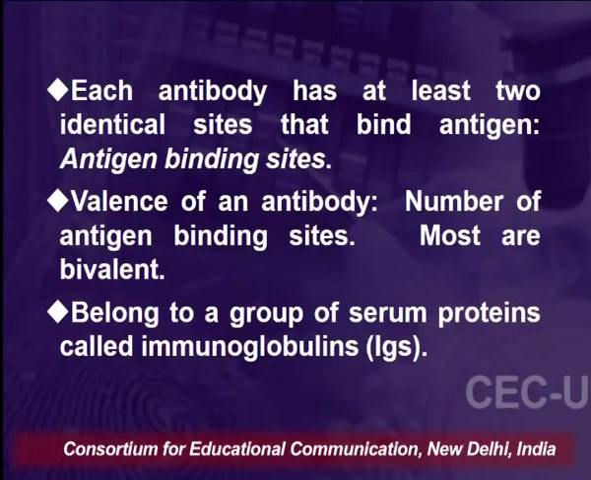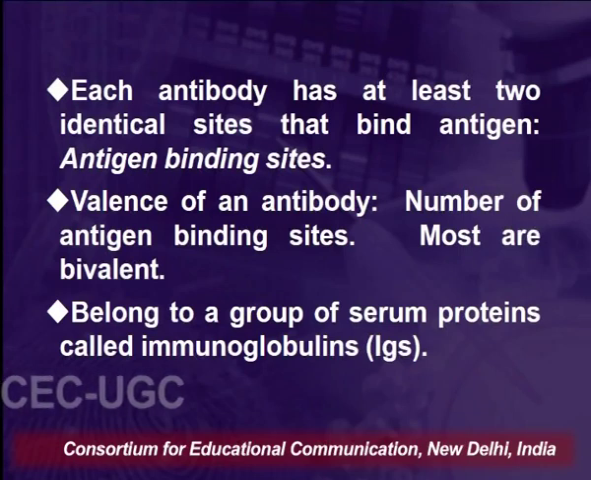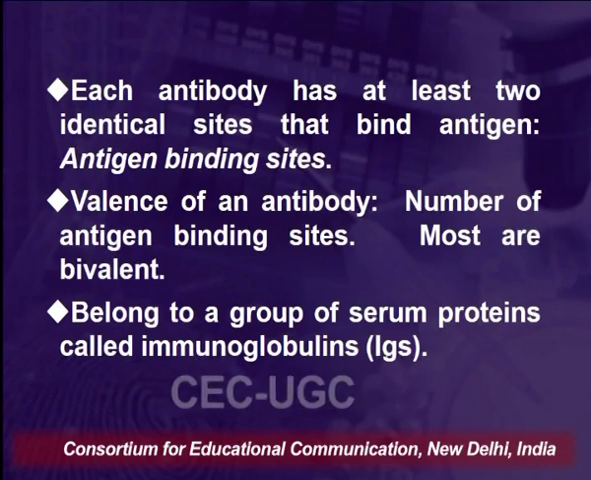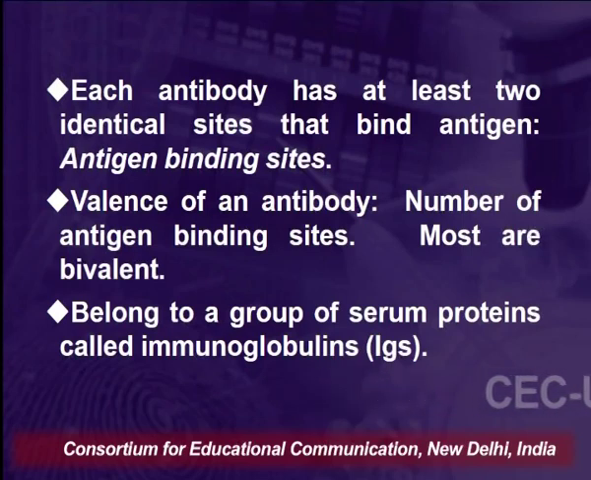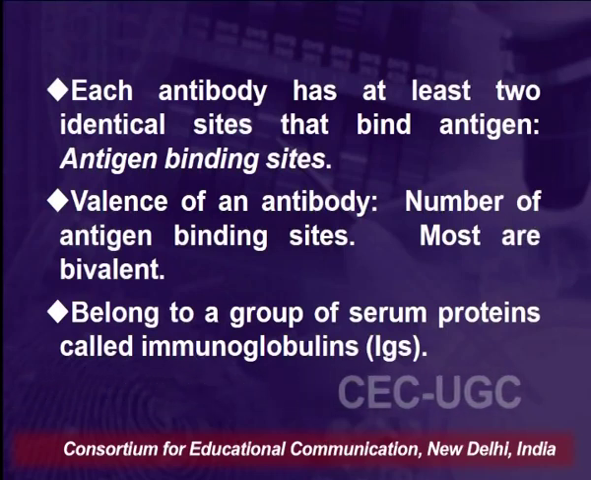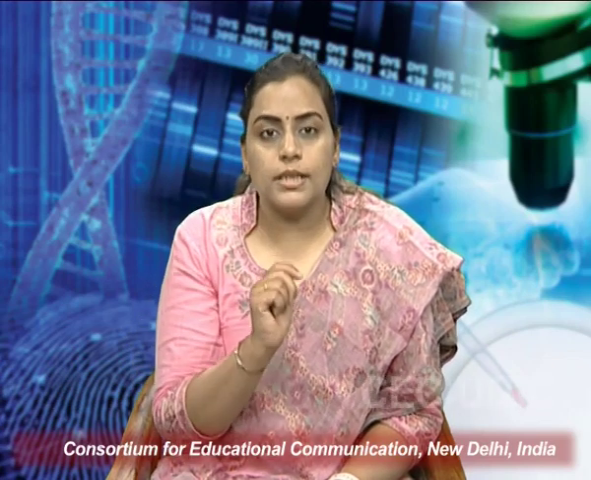Each antibody has at least 2 identical sites that bind antigen. Those sites are known as antigen binding sites, and only antigens of a specific shape can bind to that specific site of the antibody. The number of antigen binding sites is the valence of an antibody. Most antibodies are bivalent in nature, meaning they have 2 antigen binding sites. We can imagine a Y shape, where one antigen can bind on one arm of the Y and another antigen on the other arm. They belong to a group of serum proteins called immunoglobulins.